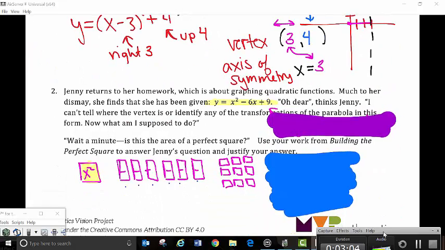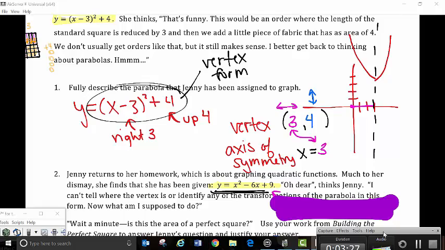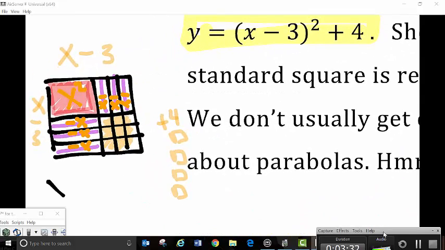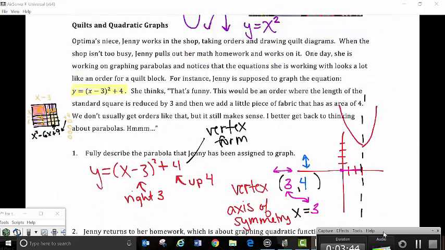Okay. Jenny returns to her homework, which is about graphing quadratic functions. Much to her dismay, she finds that she has been given x squared minus 6x plus 9. Oh dear, thinks Jenny. I can't tell where the vertex is or identify any of the transformations of the parabola in this form. Now what am I supposed to do? Right? Because this is that standard form. It's the form you get if you would take something like this and multiply it out. Or if you would take this type of picture, and you'd say there's 1 x squared, 1, 2, 3, 4, 5, negative 6x's plus 9 of these, and then we would add the extra 4 as well. So we did stuff like that.